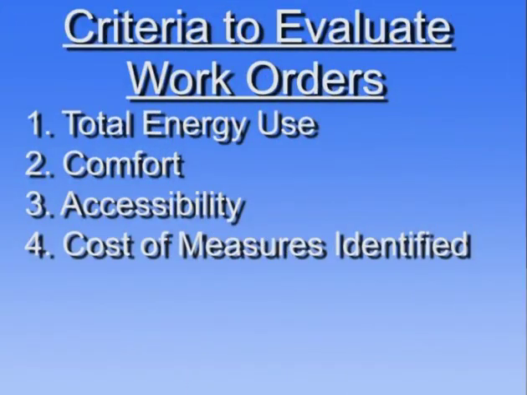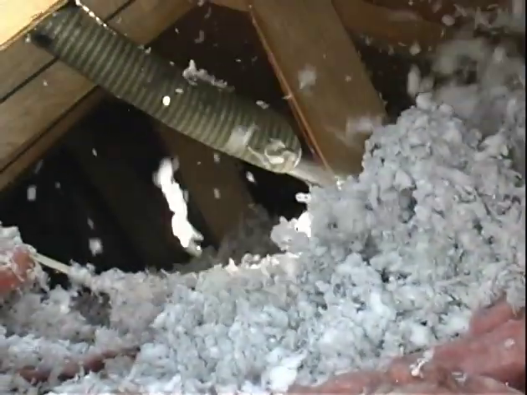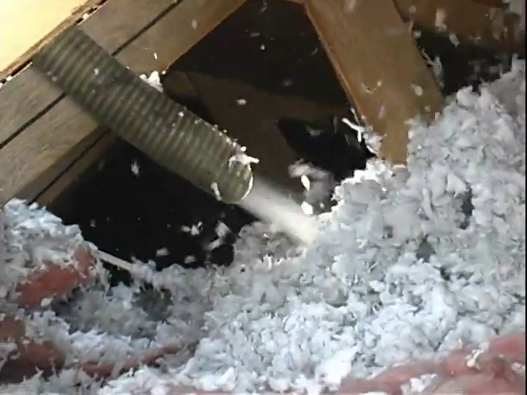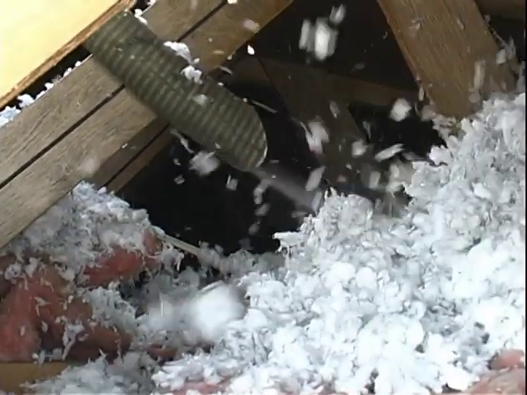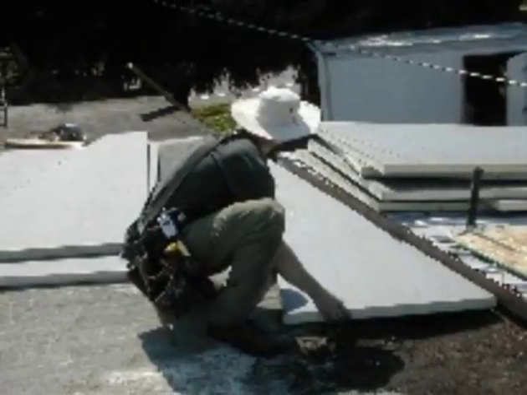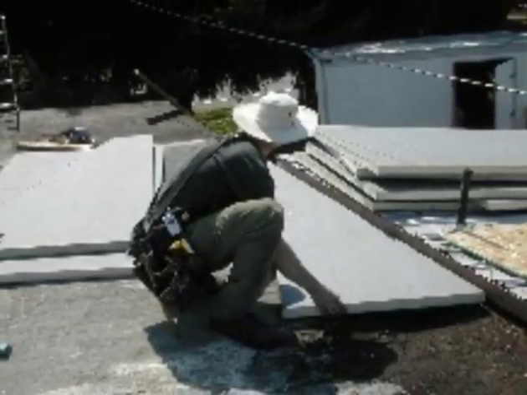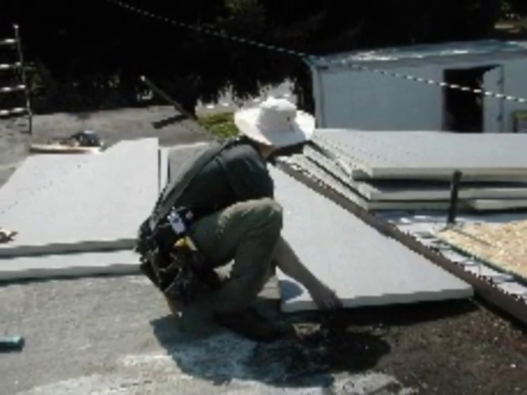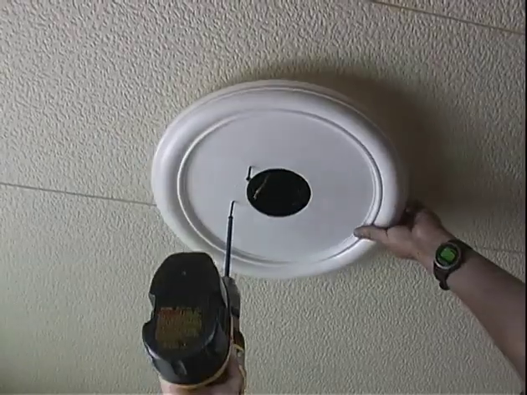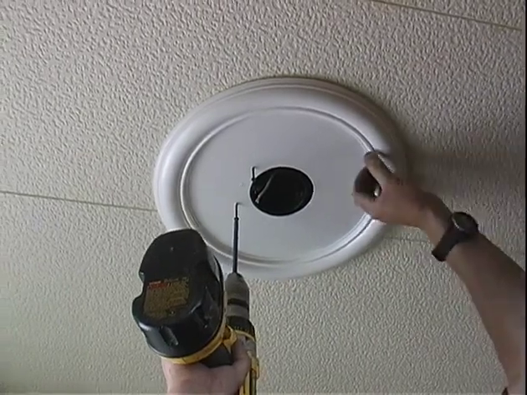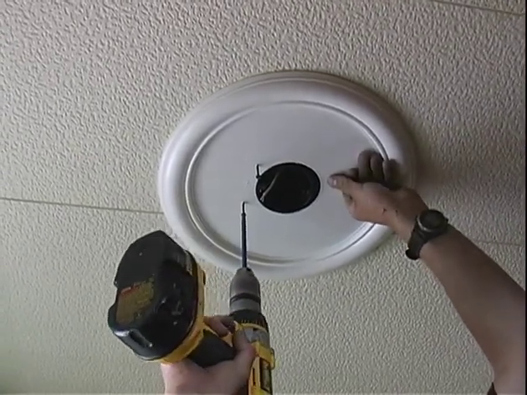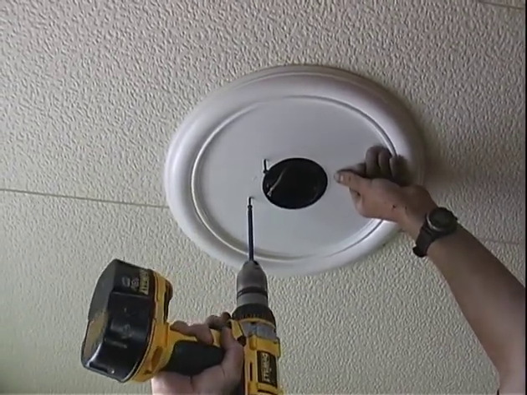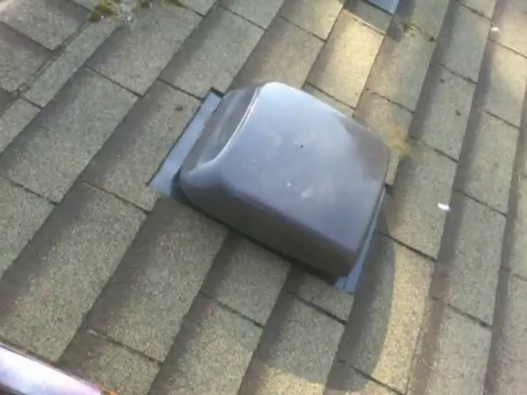The fourth criteria is the cost of the measures we've identified. Roof insulation in some mobile homes is a straightforward and reasonable cost. Other roof cavity insulation projects may be more complex and may lead to additional expenses. For example, if we were to add insulation in some homes, we may need to replace recessed lighting for safety or add additional ventilation for durability.